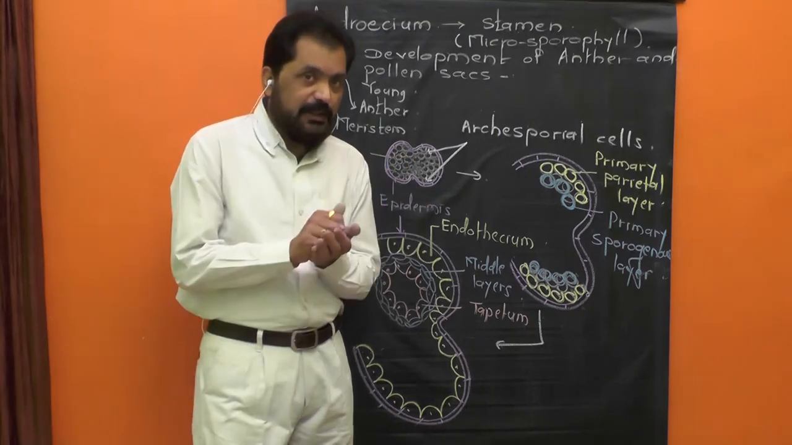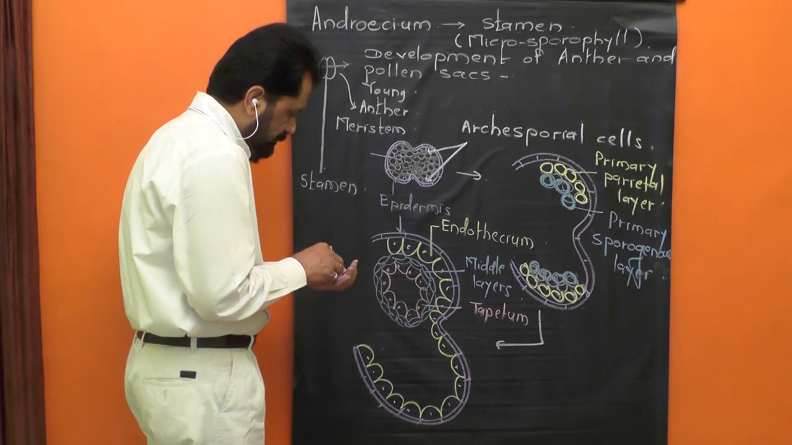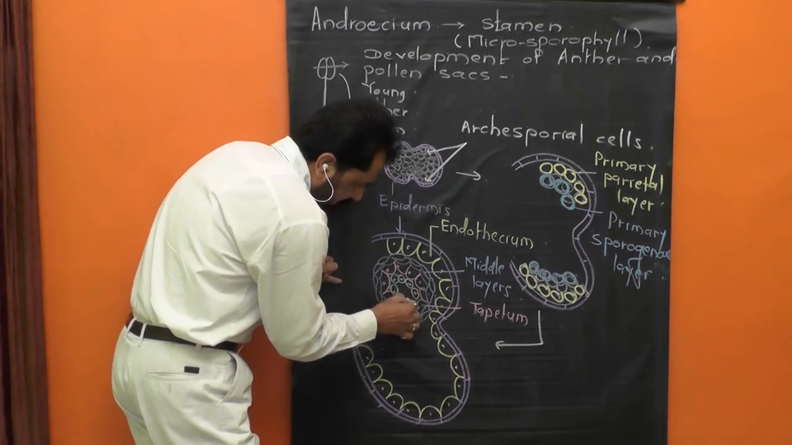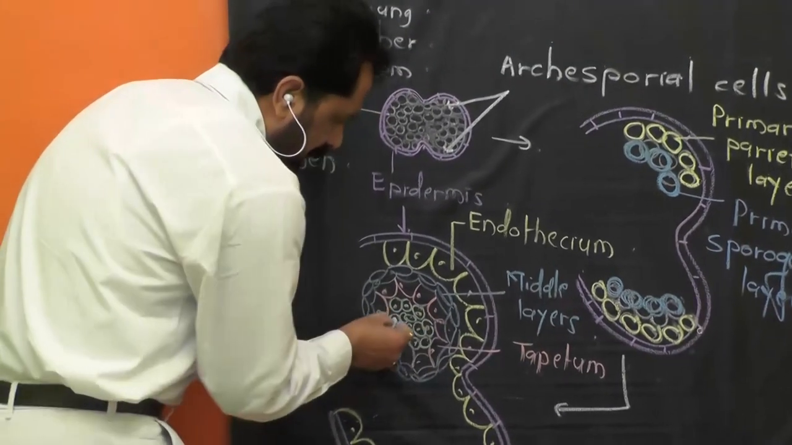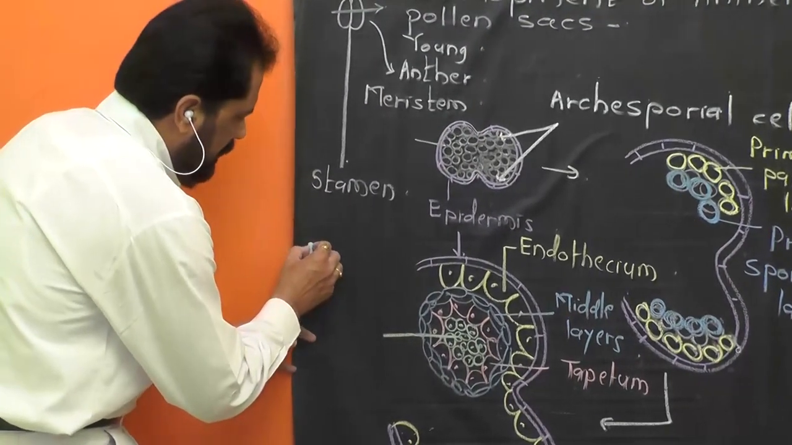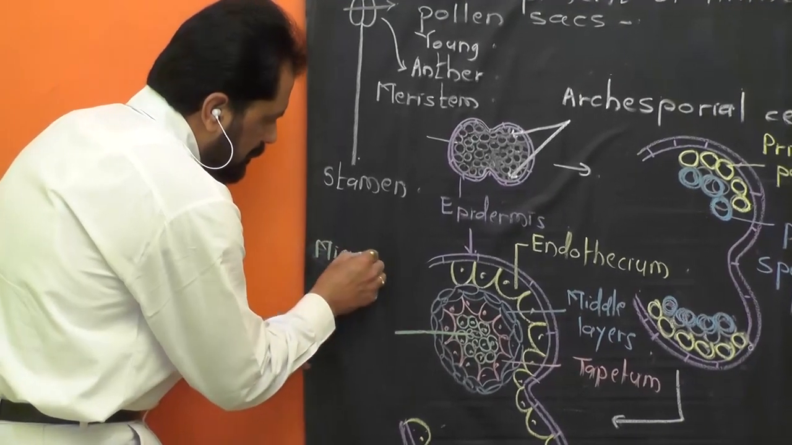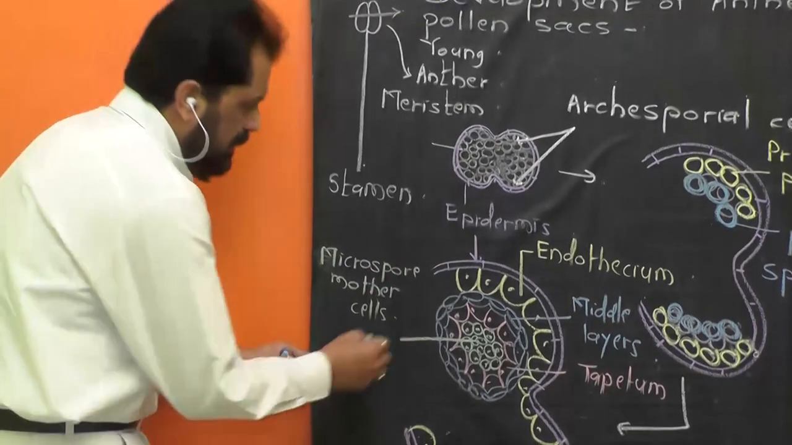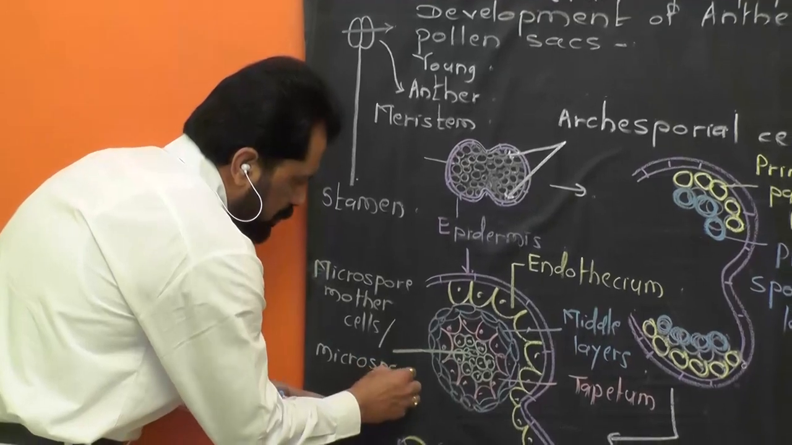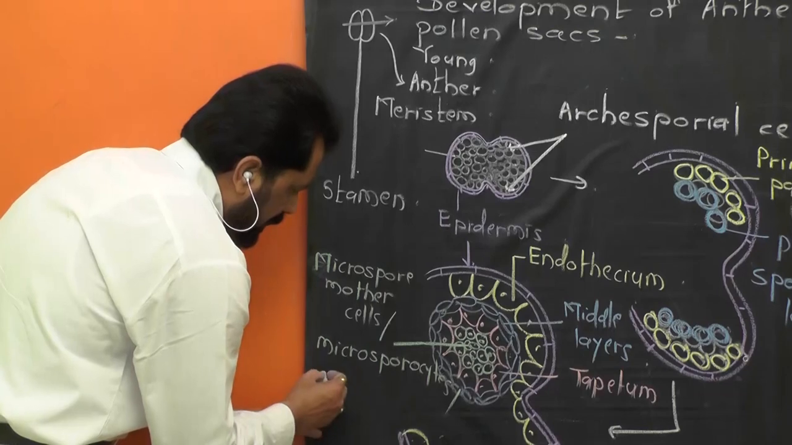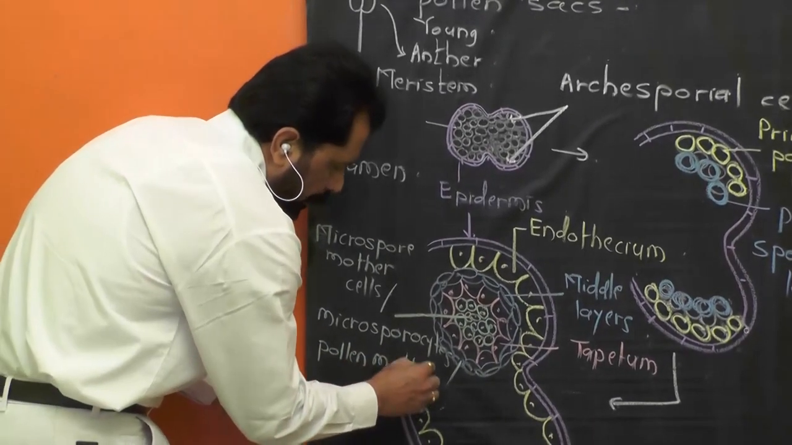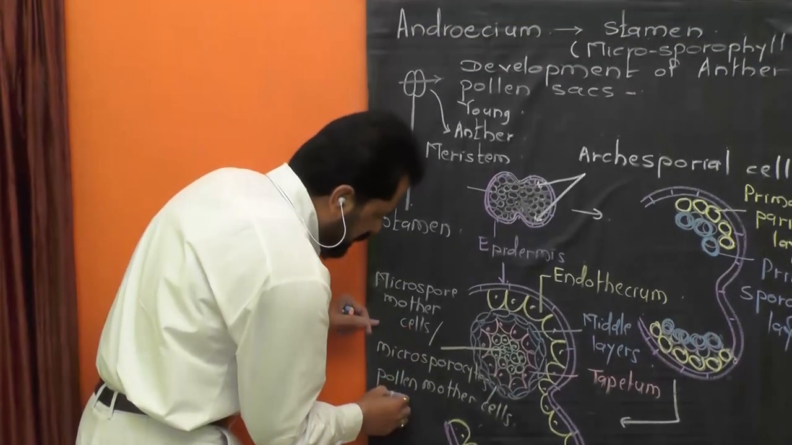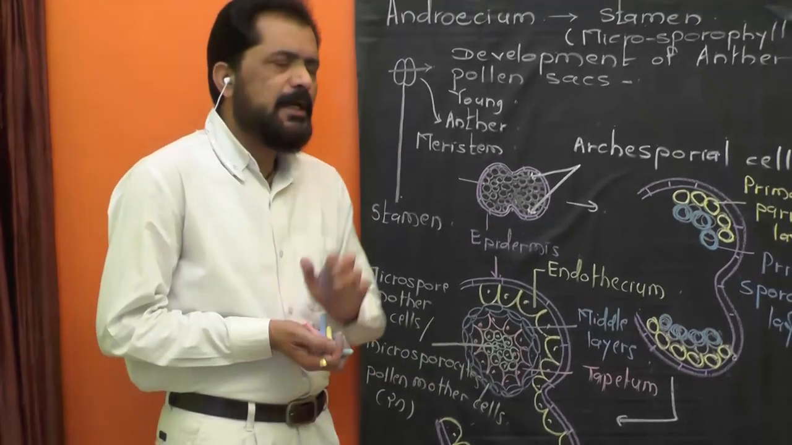The cells of this primary sporogenous layer divide actively and form here a mass of cells. These cells are called microspore mother cells, or may be called as the microsporocytes, or we can say pollen mother cells. These microspore mother cells or microsporocytes or pollen mother cells, all these are diploid cells. You know, diploid means having two sets of chromosome.